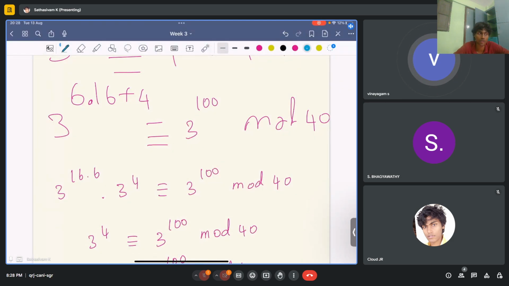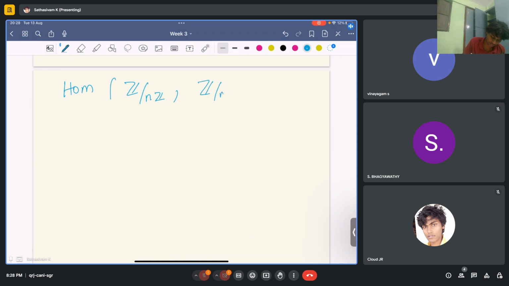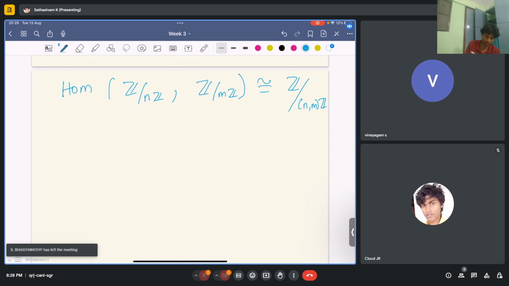So probably in the tutorial, once a few things are done, I will tell what the homomorphisms of an abelian group are. Maybe I'll just hint at it if you are interested. If you look at the set of all homomorphisms from, let's say, Z mod nZ to Z mod mZ, this is actually isomorphic to Z mod the GCD of m comma n Z. So this we can prove it. I think it is a correct statement.